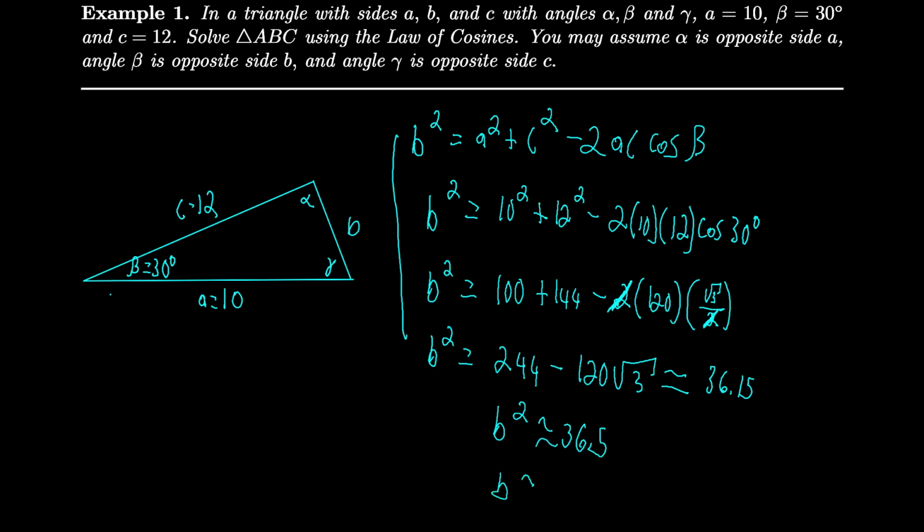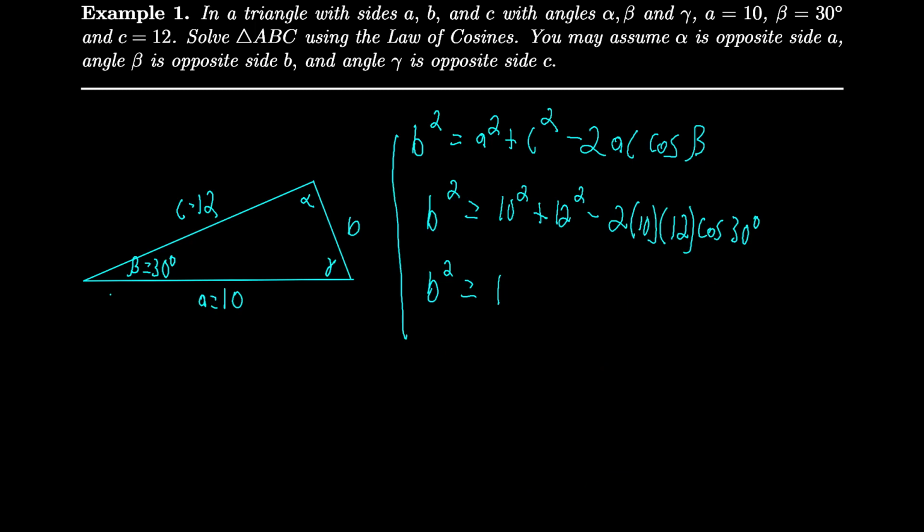So then b is about the square root of 36.15, which is itself about, I don't know, like 6.01 or something. So if we just put in 6.01, there we go, 6.01. So we know that b is about 6.01. That was the math on it. We just plug it into the law of cosines and we're done. So let's keep that in mind, 6.01.